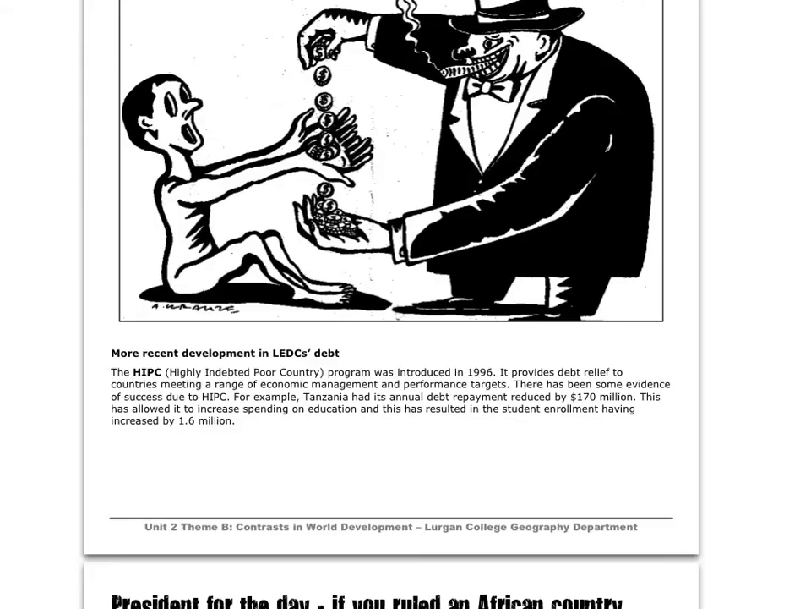Now, more recently, there has been an attempt to wipe out some of the debt. The HIPC, Highly Indebted Poor Countries Programme, was introduced in 1996. It's debt relief for countries that are meeting a range of economic management and performance targets, and also countries that are demonstrating that there's not a huge amount of corruption. Now, there's some success. Tanzania here has its annual debt repayment reduced by 170 million. So it spent money then in education. Student enrolment has increased by 1.6 million. So it shows you how development can be helped whenever the debt is wiped out. But the main focus here has been on those four factors that are hindering development. I hope this video has helped.